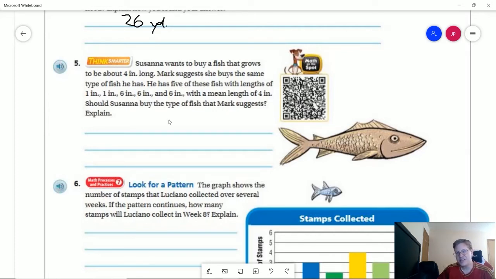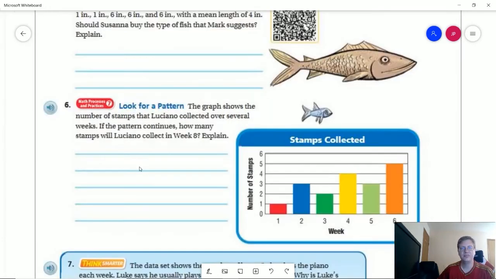So to me, that would suggest maybe she doesn't want to buy this type of fish. It looks like it's either going to be much more or much less than an average length of 4 inches. And if we're really going to be picky about making sure the fish ends up being about 4 inches long, we don't have any representation in our data values that suggest that if she buys the same type of fish, it will end up being 4 inches long, even if we can say that we have an average of 4 inches. Let's go ahead and take a look at number 6.